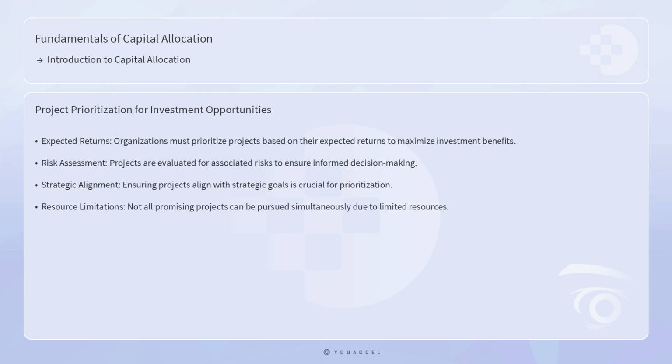After analyzing potential investment opportunities, organizations must prioritize projects based on their expected returns, risks, and strategic alignment. This often involves difficult trade-offs, as resources are typically limited and not all promising projects can be pursued simultaneously. Decision-makers must weigh the relative merits of each project and make informed choices about where to allocate capital for the greatest overall benefit.